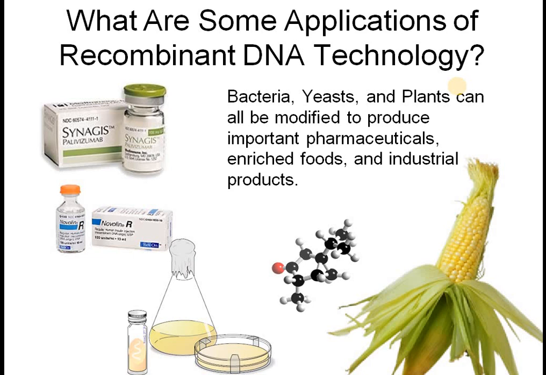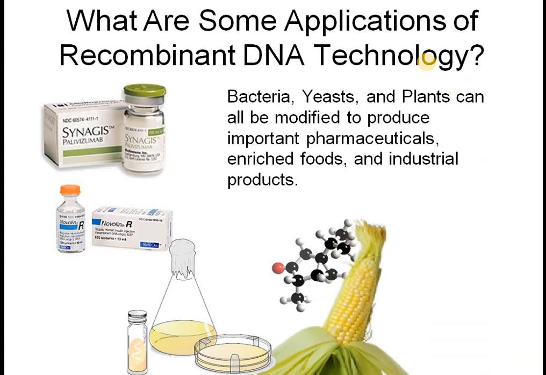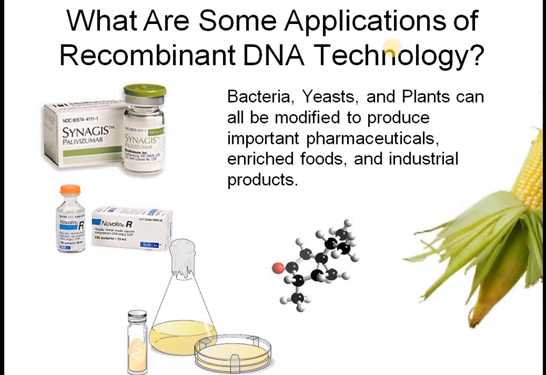Bacteria, yeast, and plants can be modified to produce important pharmaceuticals, enriched foods, vitamin enriched foods, and industrial products. This is possible by use of recombinant DNA technology. For example, you can see in the first, Synagis. This is a monoclonal antibody produced by recombinant DNA technology.